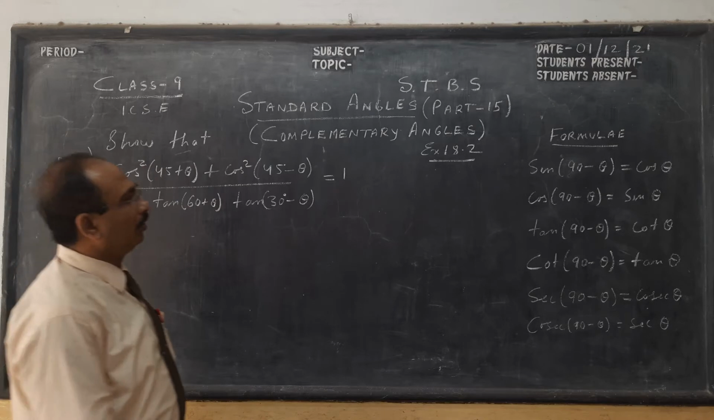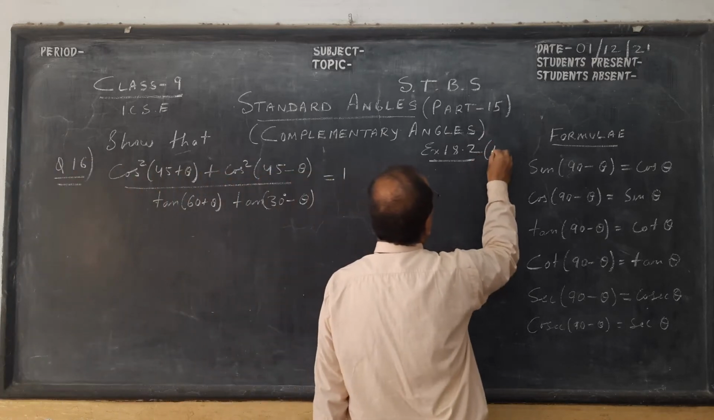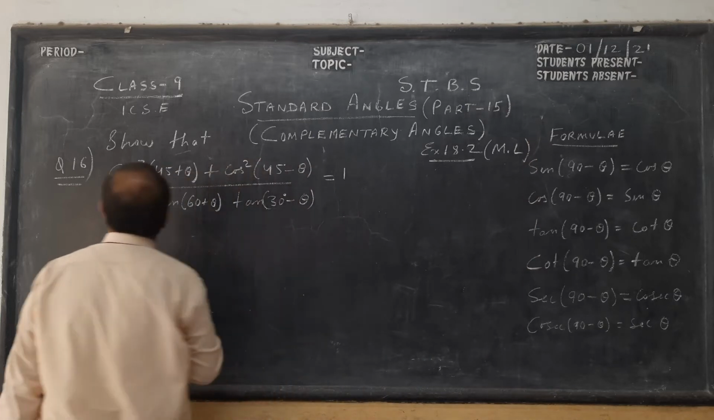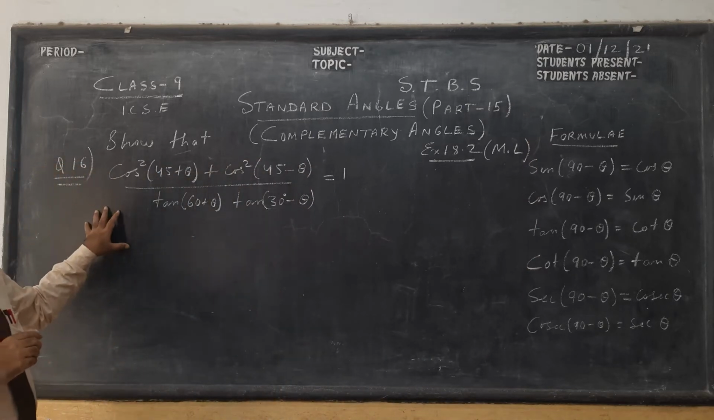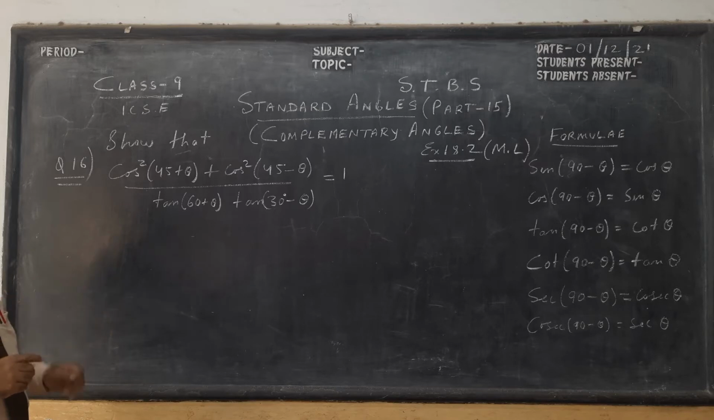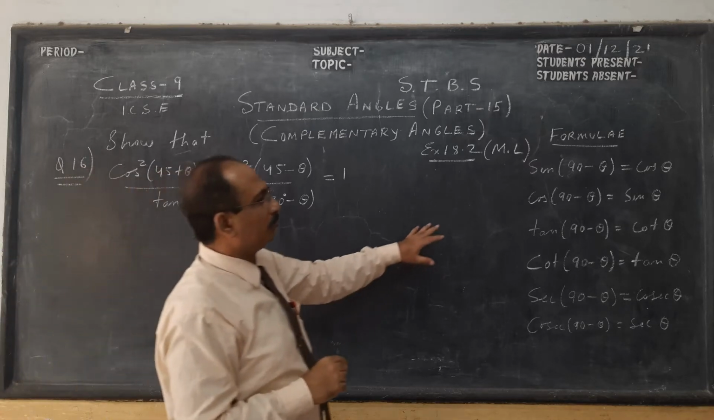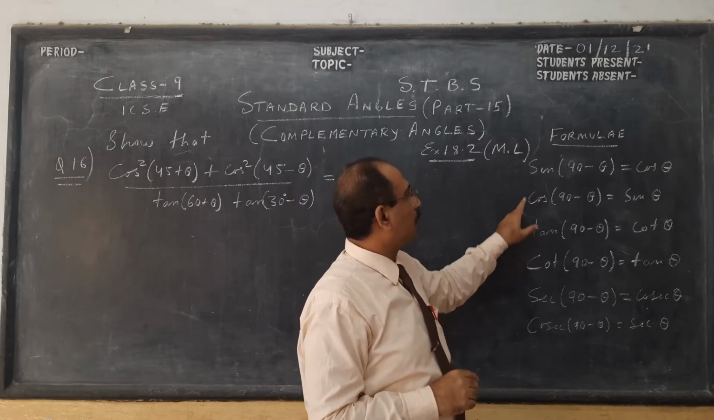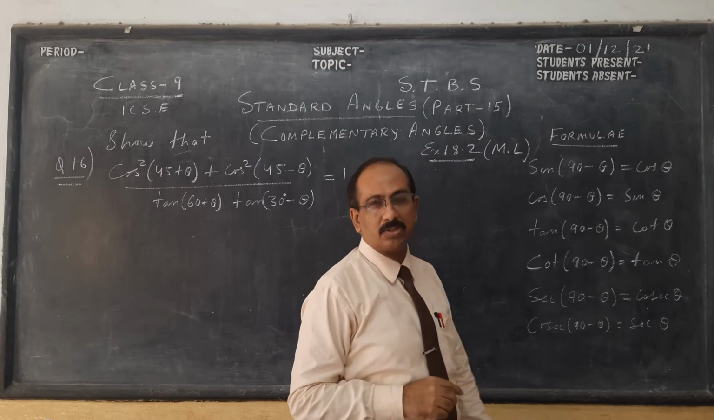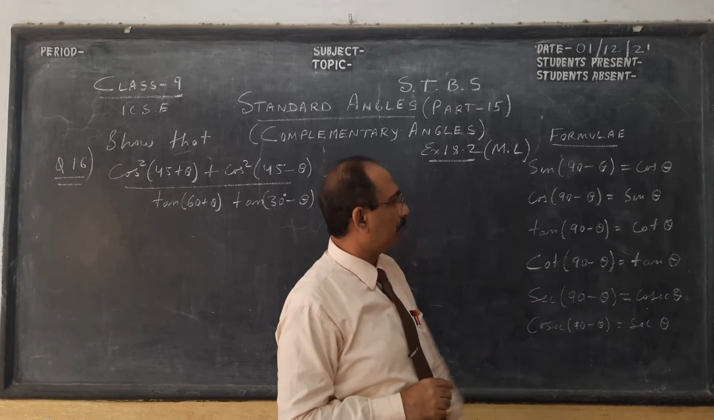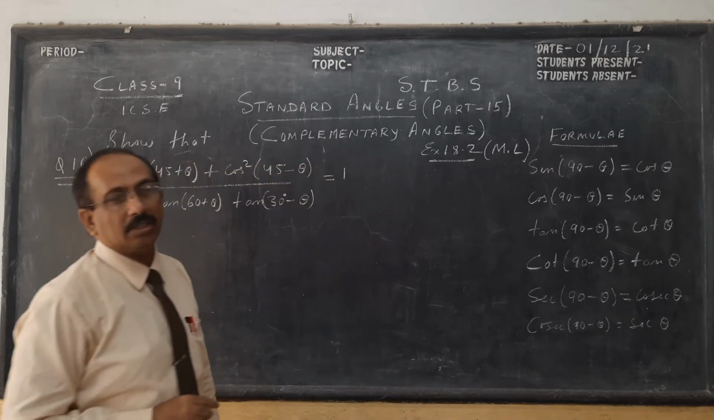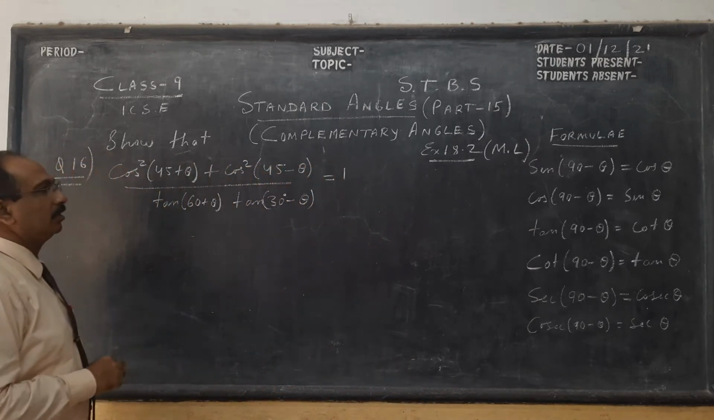Agrawal's book. Okay, so here we take the last 5 questions, where we have the toughest questions from the complementary angle, which is a part of standard angle. So in my earlier videos I have explained how this formula is derived. So sine 90 minus theta is cos theta, cos 90 minus theta is sine theta. Like that we have 6 trigonometric ratios of complementary angle.